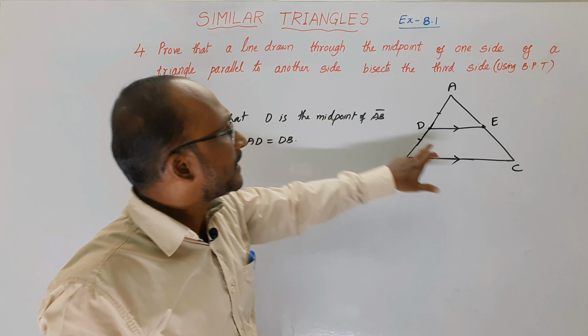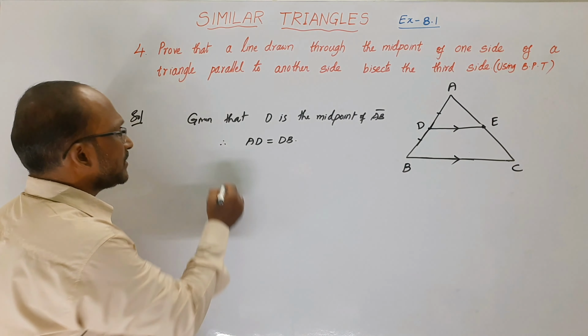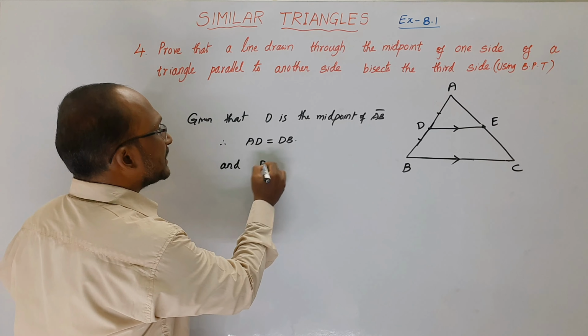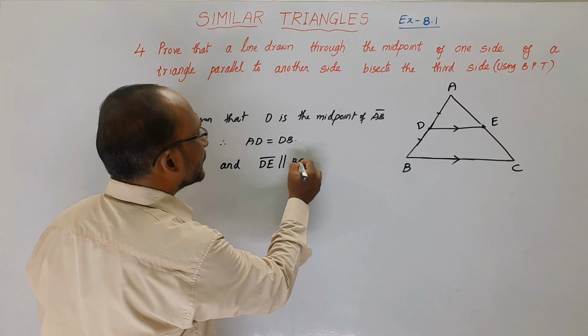Now, let us write the given conditions. The midpoint of one side. So here D is the midpoint. Given that D is the midpoint of AB. Therefore, AD is equal to DB. And the next one, the line is drawn parallel to another side, that is BC. So, what can you write? DE is parallel to BC.